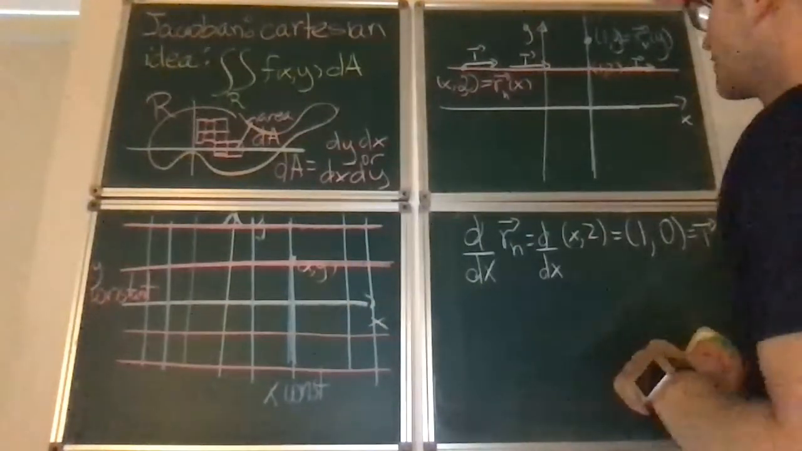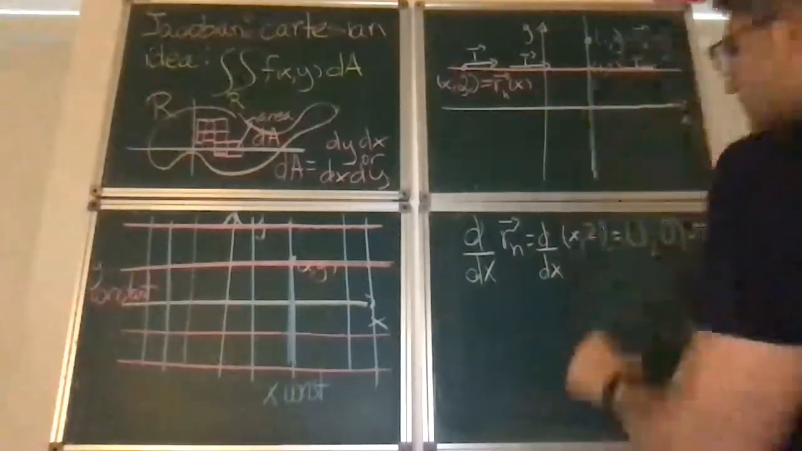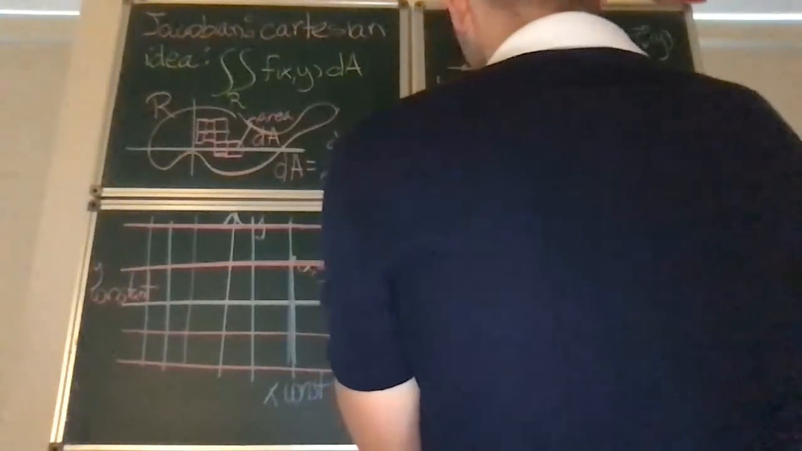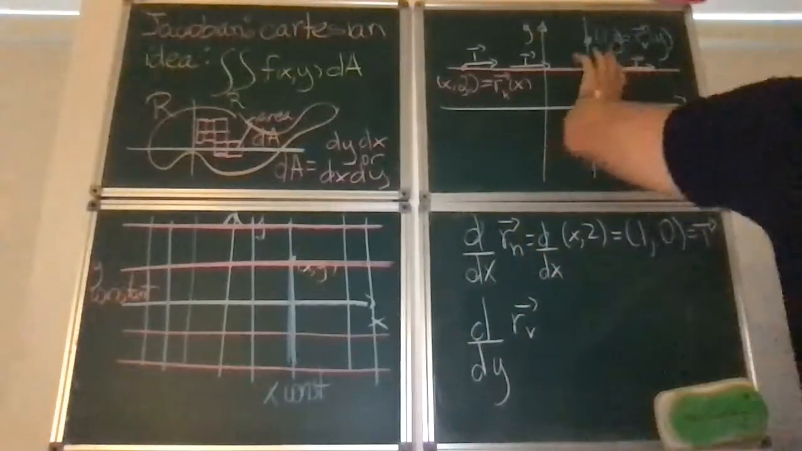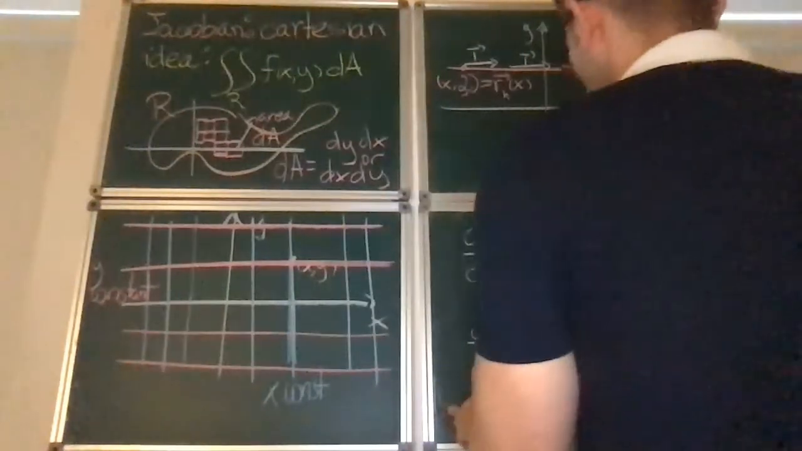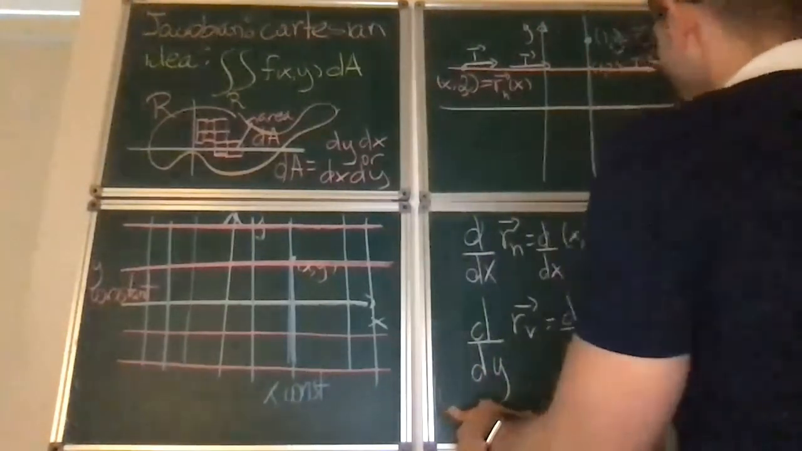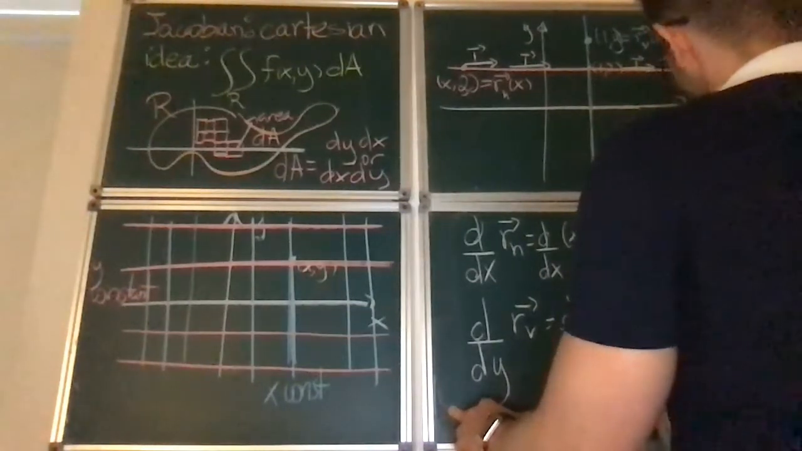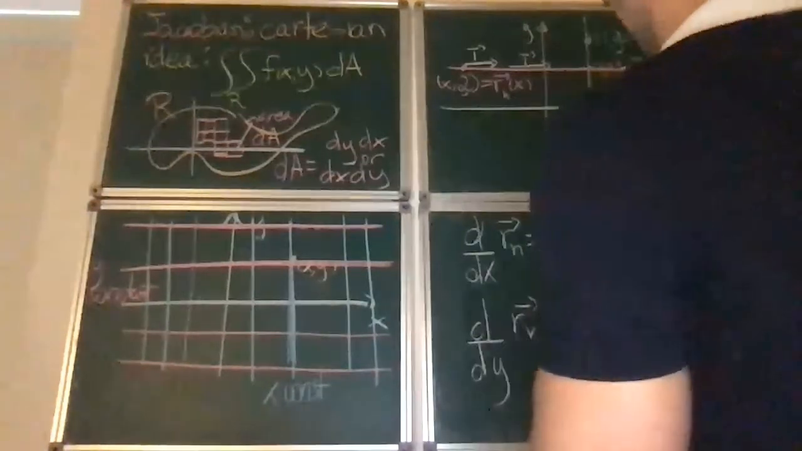And by the same logic, if you differentiate with respect to y, which is now the parameter of the equation for the vertical line, you get the derivative with respect to y of (1, y), which is (0, 1), which is j. Okay, so you see j here.